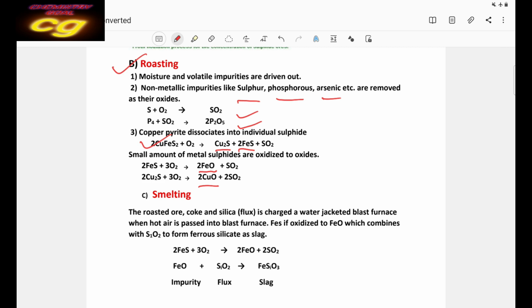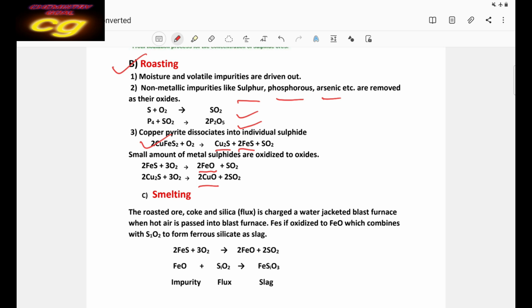Then copper pyrite, this sulfide ore of copper and iron, dissociates into copper sulfide and iron sulfide. Again these sulfides get oxidized to iron oxides and copper oxides, because our aim is to convert sulfide to oxide during roasting, so that the reduction process will be easier to get the metals.